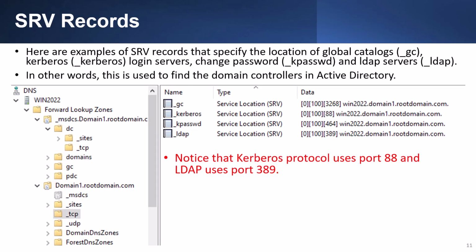Here are examples of SRV records that specify the locations of global catalogs, Kerberos login servers, change password servers, and LDAP servers. In other words, this is used to find the domain controllers in Active Directory.